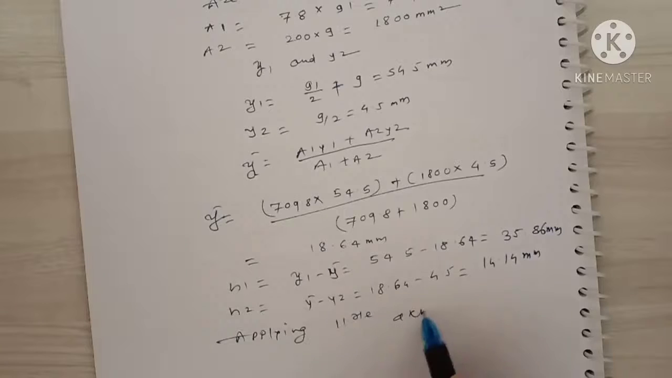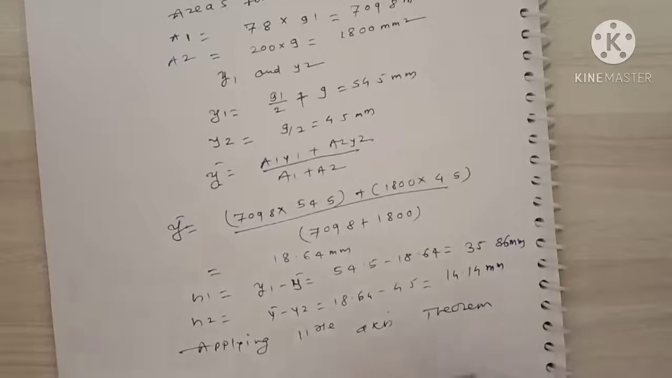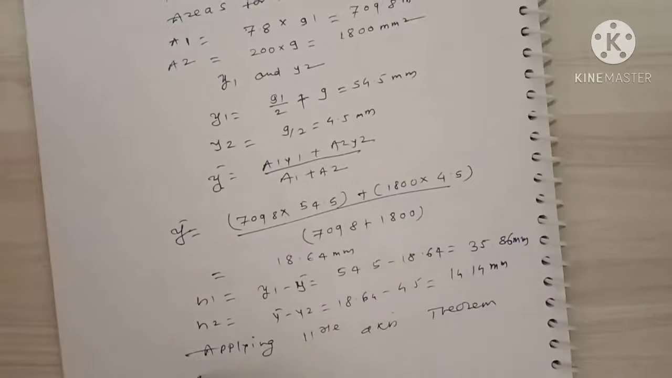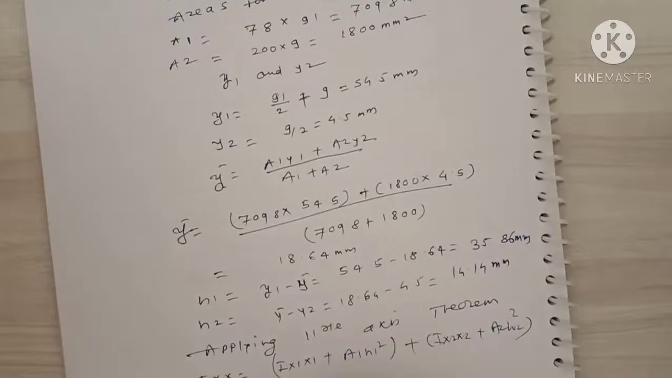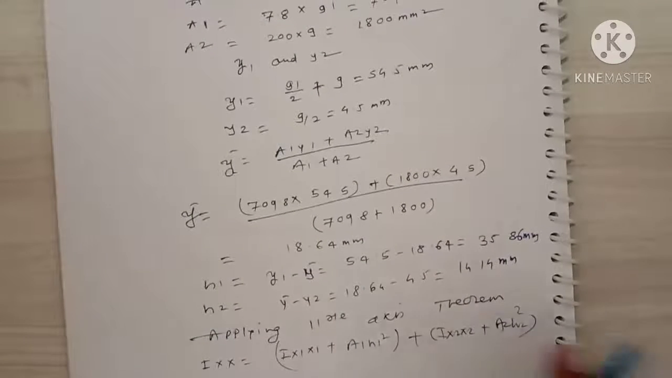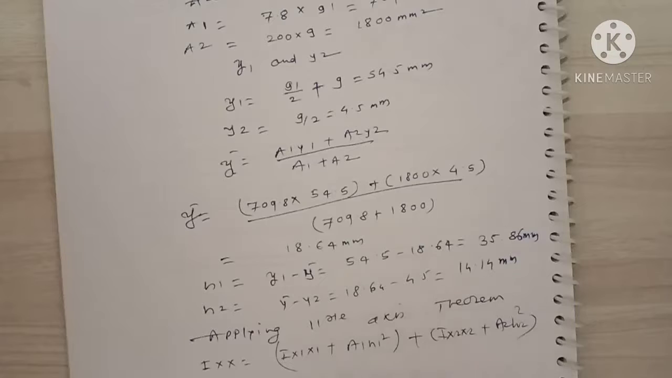Okay, then once we calculate h1 and h2, we apply the parallel axis theorem. What is the parallel axis theorem? Ixx is equal to Ix1x1 plus A1 h1 square, plus Ix2x2 plus A2 h2 square. Then we calculate Ix1x1 and Ix2x2, that is very important. Here, how to calculate Ix1x1 and Ix2x2?